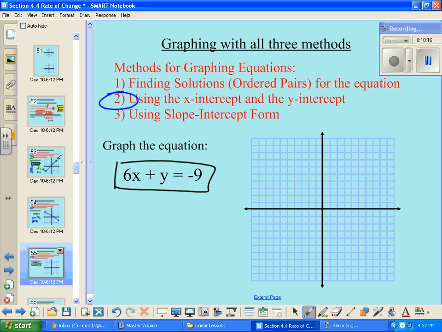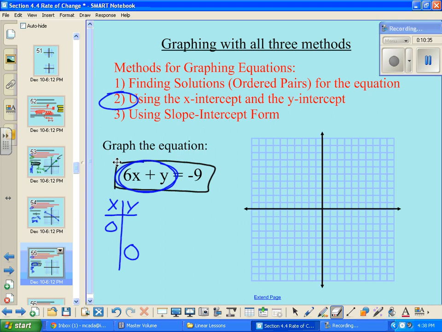Why would I say that? As students will start to figure out at this point of the lesson and this point of the year, when they see x and y on the same side of the equation, then that's probably the method to use, because then I can make my table, plug in 0 for x, 0 for y pretty quickly, and find the two intercepts.